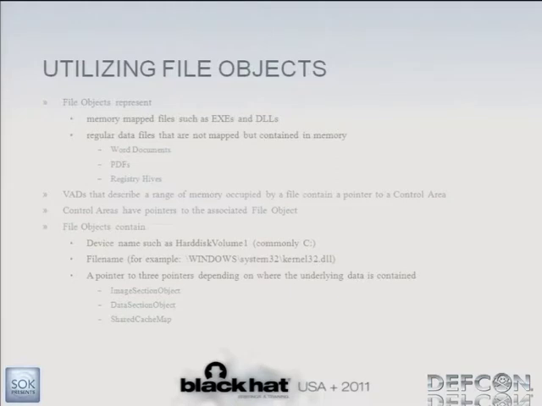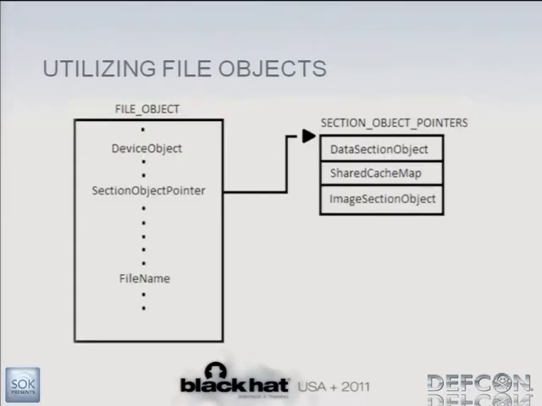Now, file objects contain some useful data, including the device name. That would be things like HarddiskVolume1, as you see in this example. You could then translate that for the OS in question or for your host. That's probably C colon or whatnot. It also contains the file name itself. And the thing we're going to talk about today is this table of three pointers, depending on where the file data is actually backed up. The three things we're going to look at are image section objects, data section objects, and shared cache map. Here's a graphical representation of a file object.